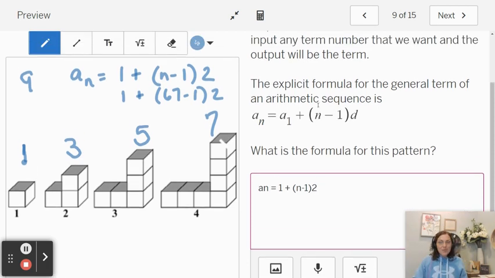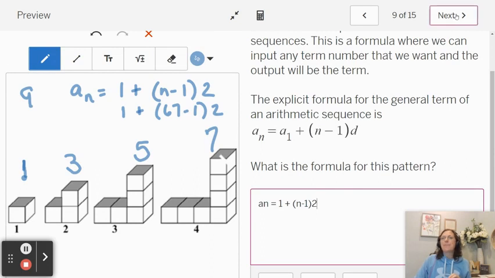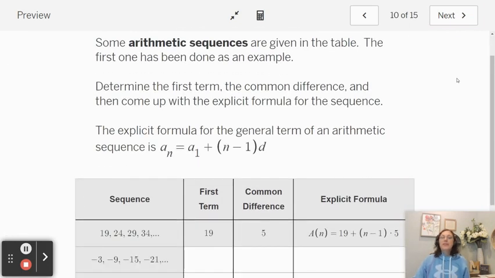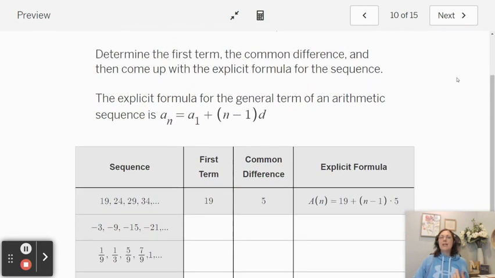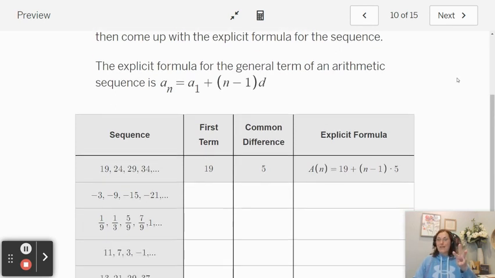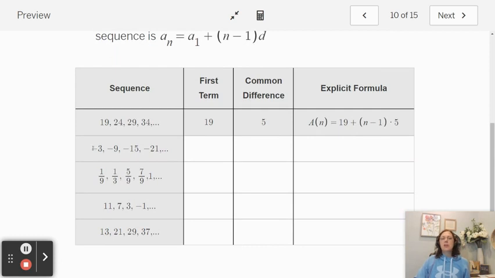Okay, let's practice with this formula because I think it's going to help you a lot. So some arithmetic sequences are given here. We want to find the first term, the common difference, and then the formula. Okay, so let's do that. We'll look at this one. Our first term there is the first one listed, -3. Now, what is my common difference? What did I add or subtract to -3 to get -9? I subtracted 6. That's right. So my common difference is -6.